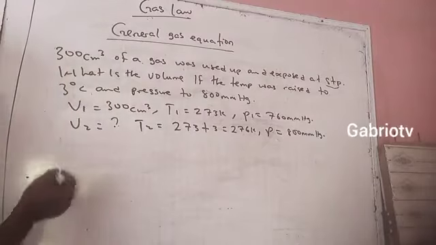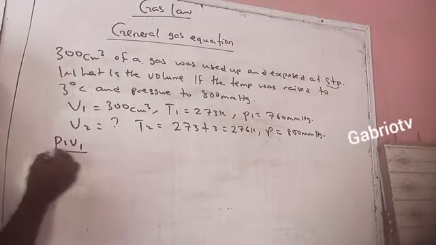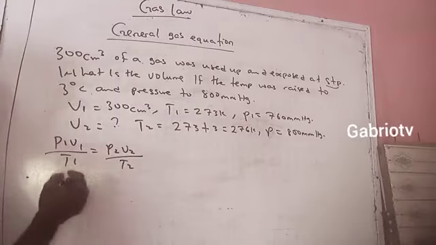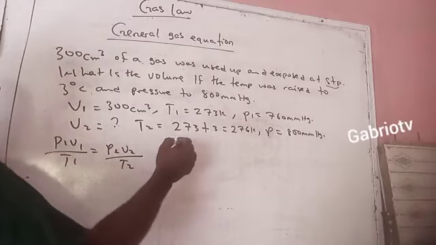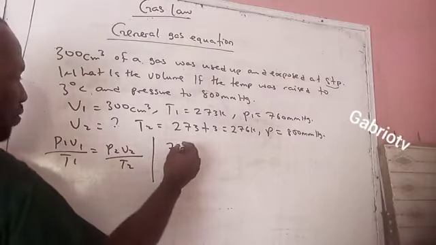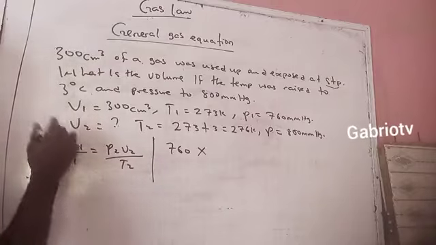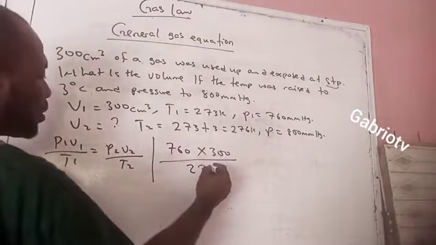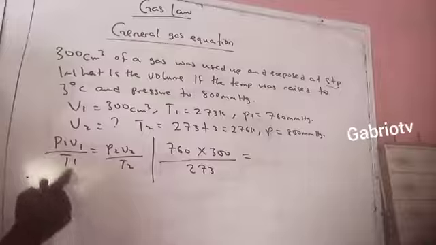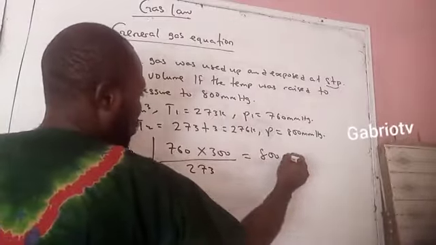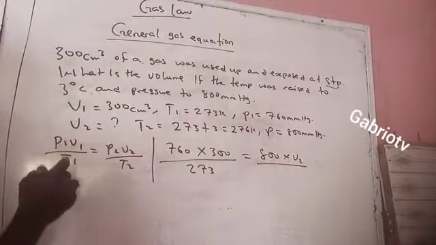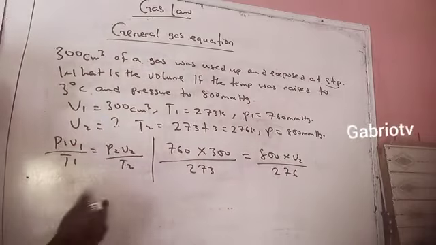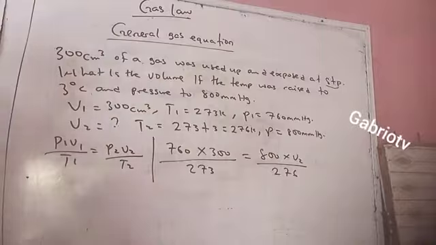So now let us apply the formula. That's P1 V1 over T1 equals P2 V2 over T2. So here P1 equals 760, times our first volume, 300, over T1, which is 273, equals P2, which is 800, times V2 over our T2 here, which is 276. So doing this alone, you already interpret the question.